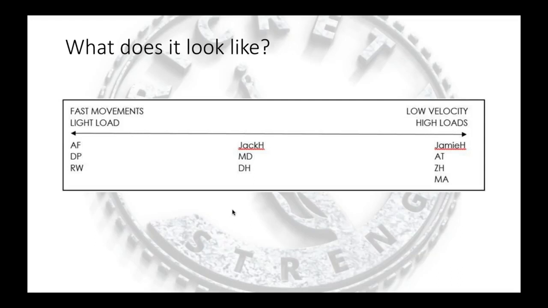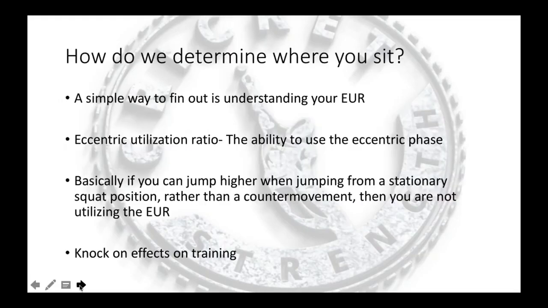So on the left-hand side here, we've got fast movements and light load. And on the other side, we've got low velocity, high loads. Okay. So that's where we've got 3 players one end, 4 players the other, and then 3 are sort of sitting in the middle a little bit. So that's how we almost classify each player for where they are.